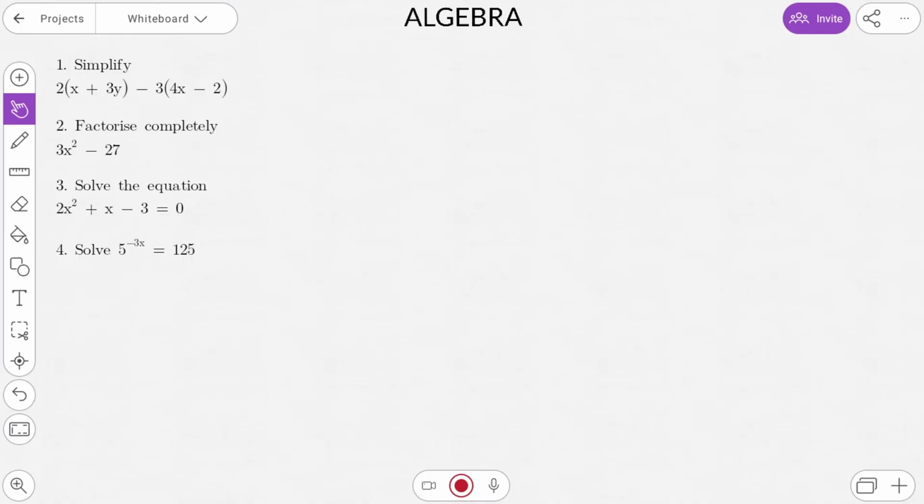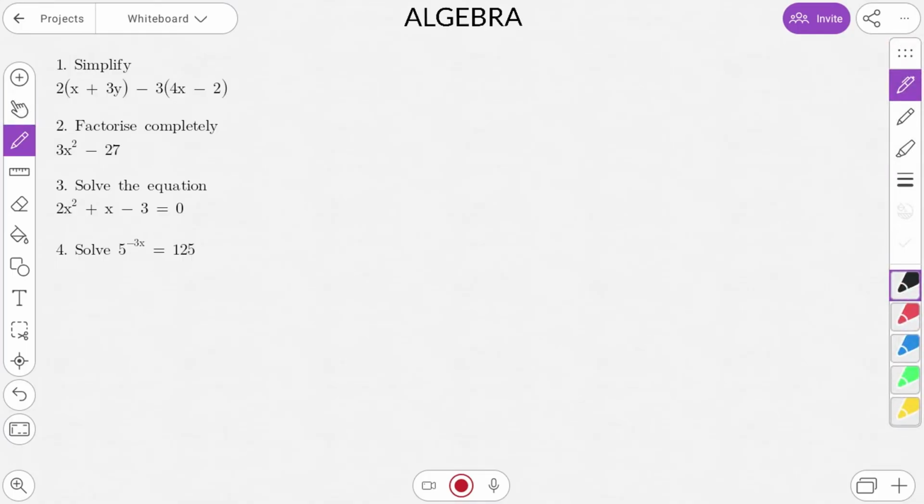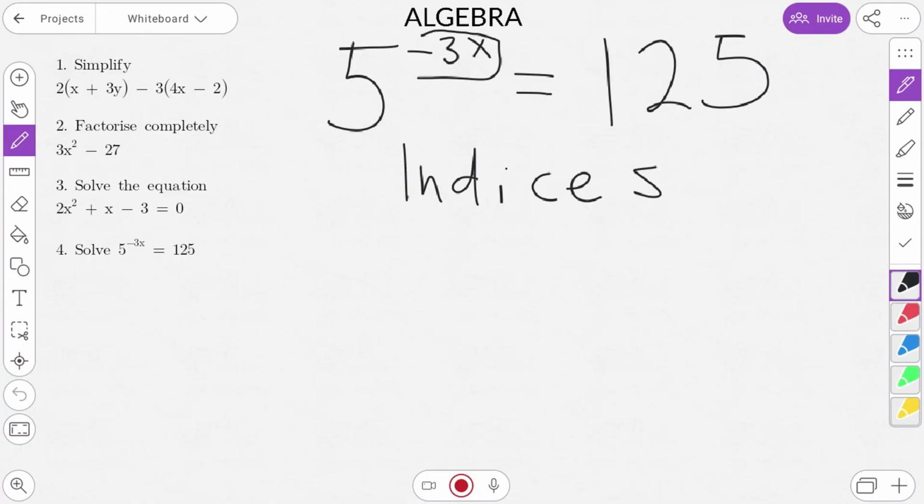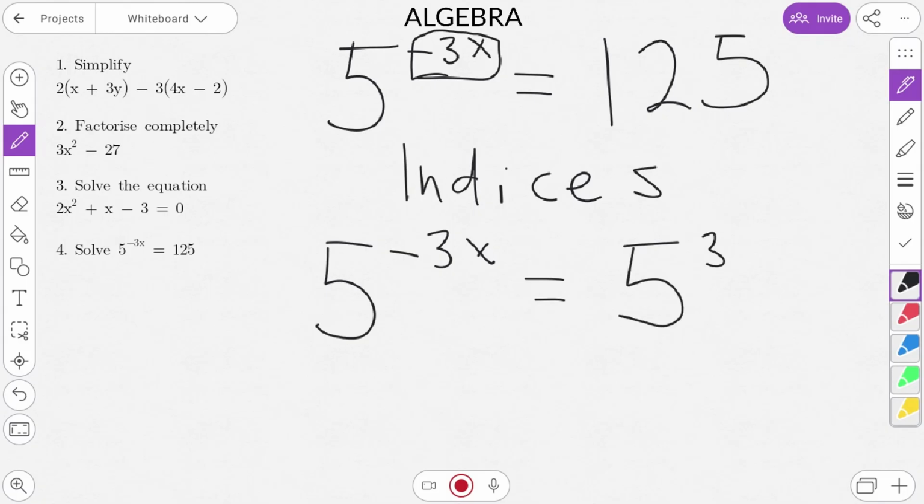Now, last but not the least on our list is 5 raised to the power negative 3x equal to 125. With some knowledge of indices, you realize that 125 can be expressed in a certain way. So on indices, we have 5 raised to the power negative 3x, and 5 raised to an exponent of 3. That's how 125 can be expressed.